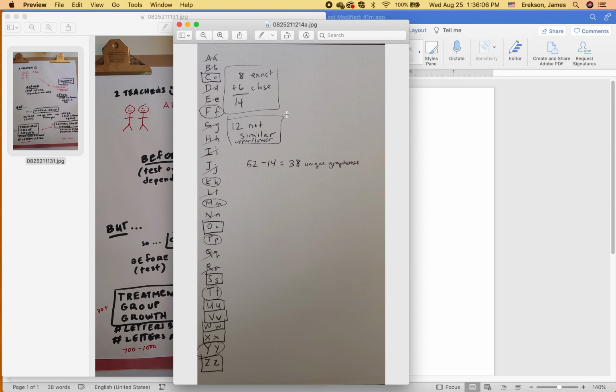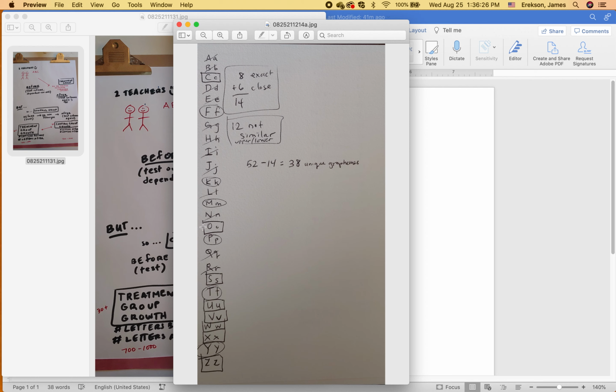So I'm just going to dig in a little bit more deeply on what that would look like. So letters of the alphabet, there are 52 of them, 26 times 2 for the uppercase and lowercase. But I don't need to test every single one of these letters because you can see the ones that I have put a box around.